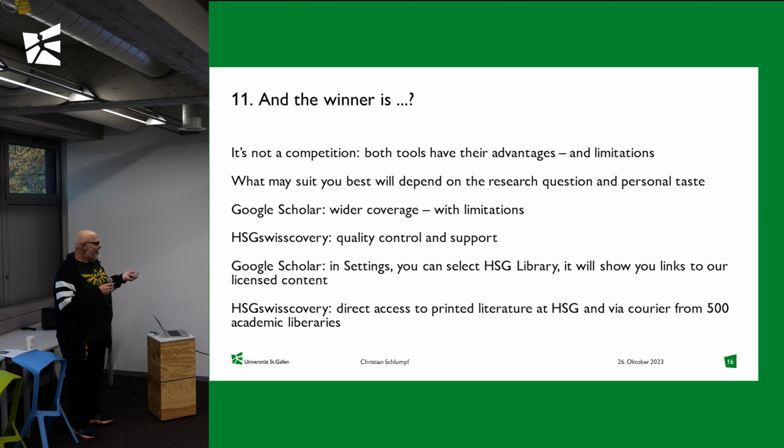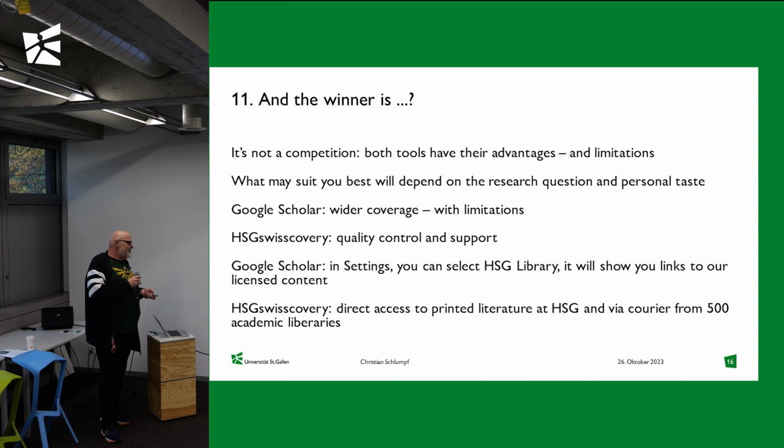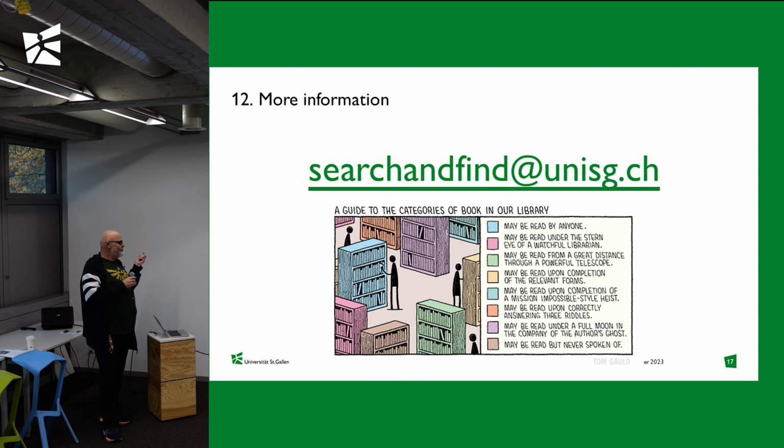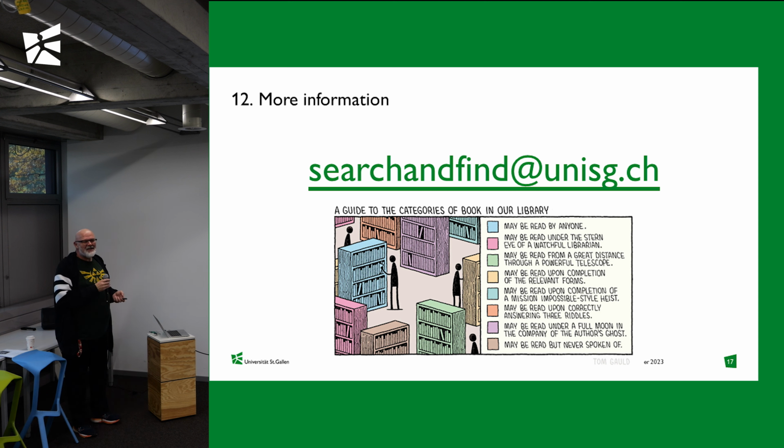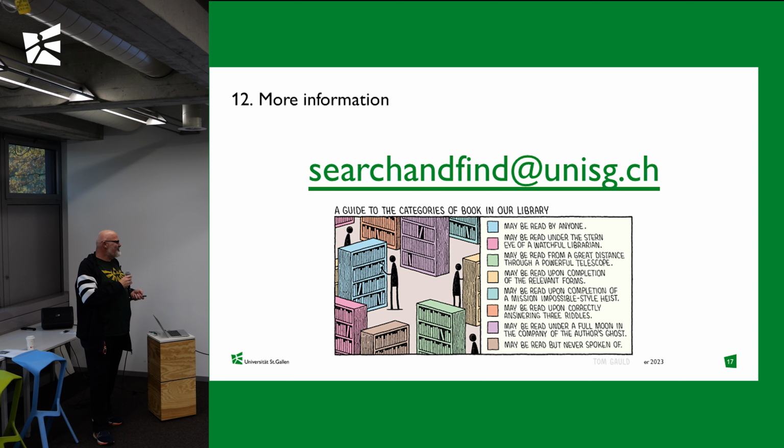And again, HSG Swisscovery gives you direct access to printed literature at HSG and via courier from 500 academic libraries in Switzerland. If you need more information, why is that in German? Something went amiss here. Then you can always reach out to us. We are available at searchandfind@unisg.ch. If your research is running into a dead end, whatever may happen, reach out to us. We will try to help you.